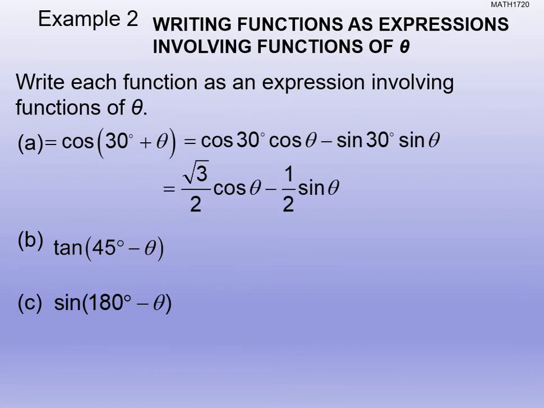So we can rewrite cosine of 30 as square root of 3 over 2 times cosine of theta minus sine of 30, which we rewrite as 1/2, and then we end up with sine of theta. So we've rewritten that function in terms of theta. We can't really go too much further other than doing some simplification and writing it over one common denominator, because we don't know the value of theta. But we've simplified that equation in terms of theta.